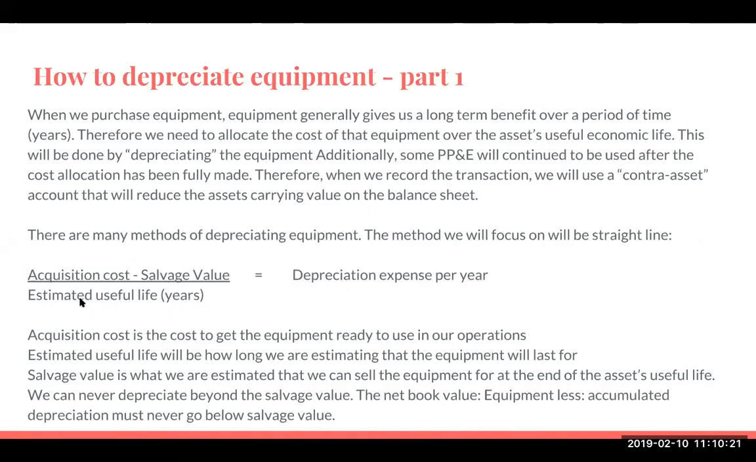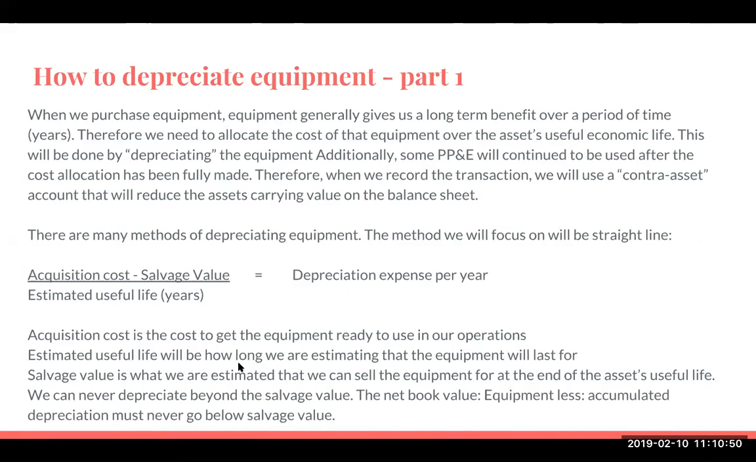In any event, I'm dividing this by my estimated useful life. The salvage value and the estimated useful life are both estimates, but we're just going to try to make our best estimates. The important thing about depreciating equipment is we can never depreciate beyond the salvage value. The net book value, which is equipment less the accumulated depreciation, must never go below the salvage value. So again, that's one thing to keep in mind.